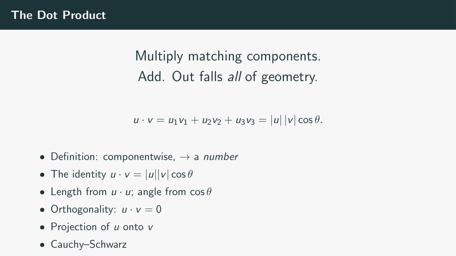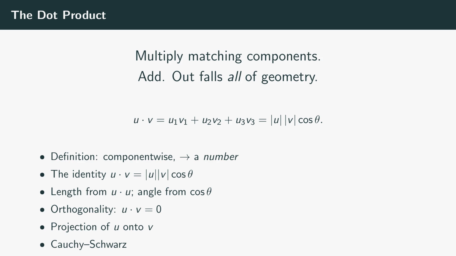The dot product takes two vectors, multiplies their matching components, and adds the results into a single number. From that one little sum, we will extract the length of a vector, the angle between any two vectors, a clean test for perpendicularity, and the projection of one vector onto another. The secret behind all of it is a single identity. The dot product equals the product of the two lengths times the cosine of the angle between them.